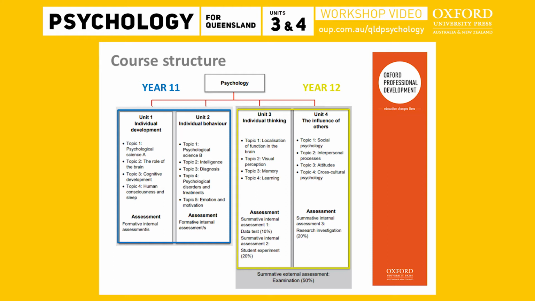Again, we reinforce the learning in the biological bases of behaviour in Unit 3 with the localisation of the brain. It revisits all the information here and also looks at memory and learning, again building on what's covered here. So they'll be able to draw from some of that prior knowledge and learning from Units 1 and 2 when they engage in their Year 12 studies. And of course, there are formative internal assessments this year and next, and then we get to the challenging part, which is part of this whole new process of assessment at the senior level, which includes the data testing as well as student experiments.